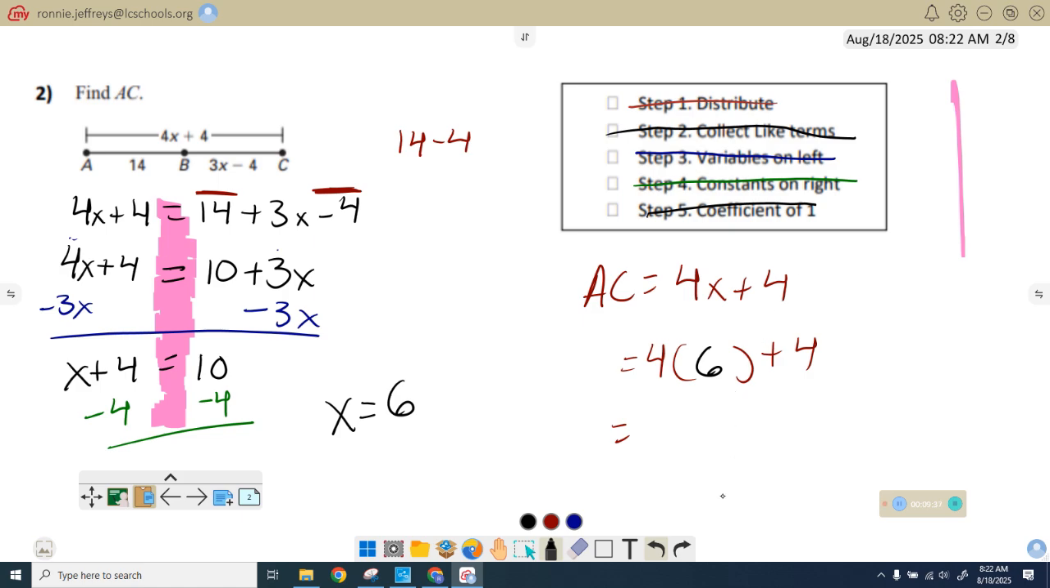All right, 4 times 6 is 24, plus 4 is 28.